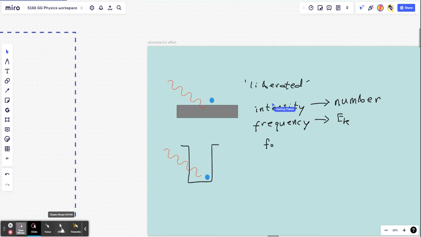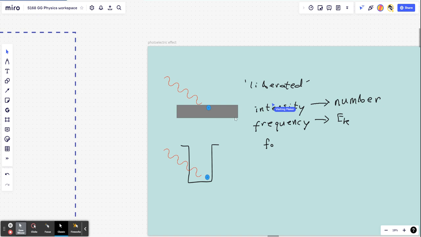Okay, so the main things to note about the photoelectric effect is that we shined a light at a piece of metal, and only above a particular frequency known as the threshold frequency were the electrons emitted, electrons liberated, I should say, from the metal. If the frequency was not above that threshold frequency, F0, then they weren't liberated. They stayed in the metal.